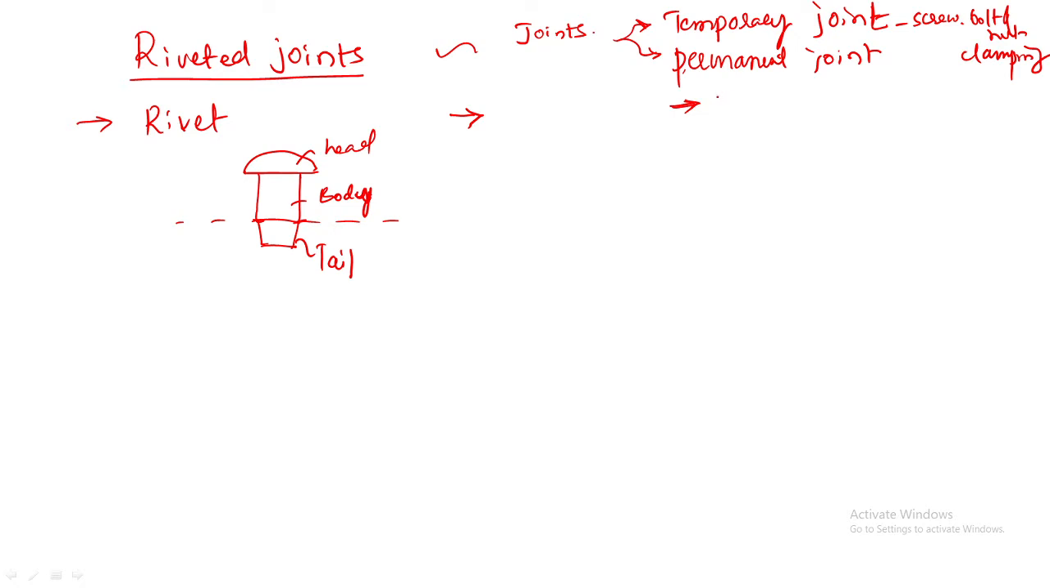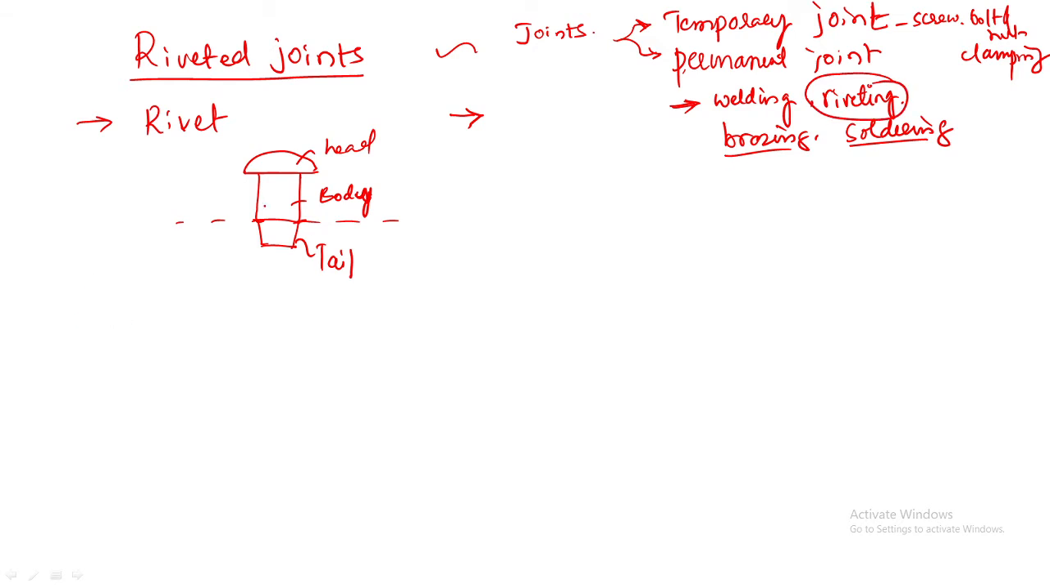One is the welding procedure. Another is riveting. Next are brazing and soldering. If we make any joint with the help of these processes, then that joint is a permanent joint. So now let's go for riveting here.